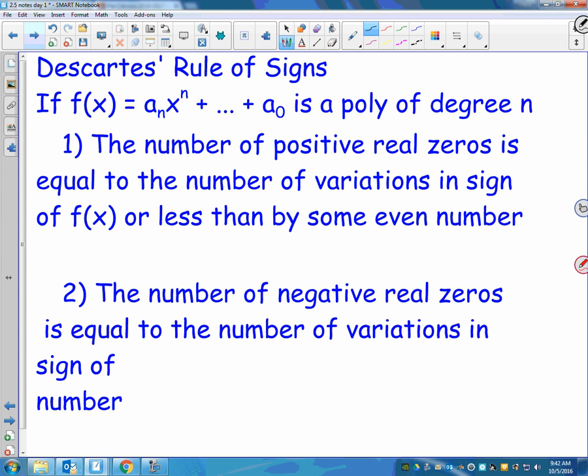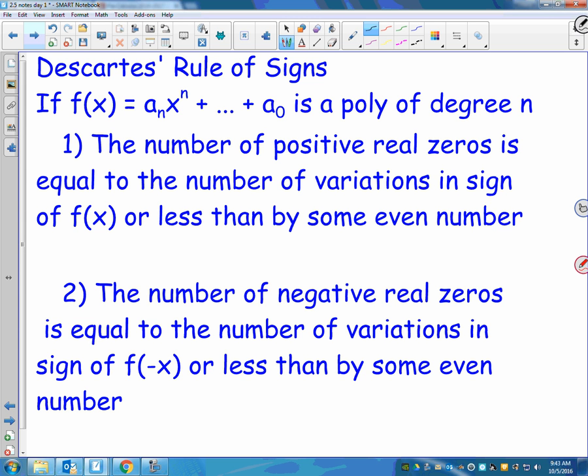I'm never going to make you use Descartes' rule of signs, but I'm going to show you how it can help you when you have a big giant list of PRZs and you're like, where do I start? Using Descartes' rule of signs can kind of help you. You can also check your answers with it. Then the possible number of negative real zeros is equal to the number of variations in sign of f of negative x, or less than that by some even number. Maybe we do it, it'll jog your memory.